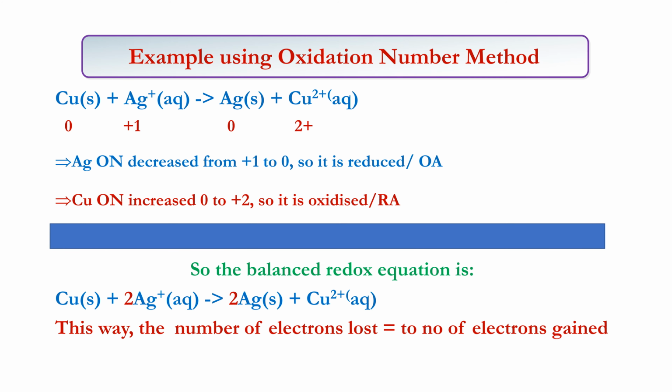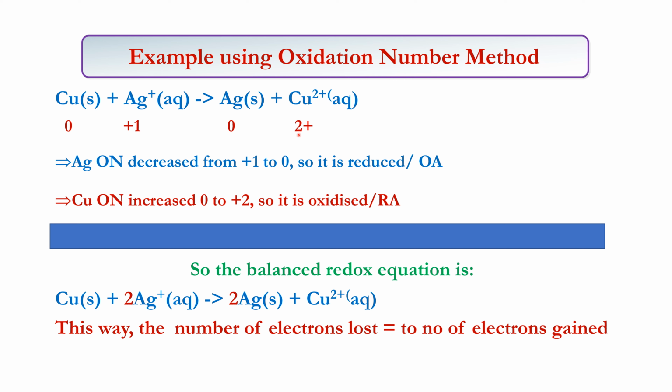So we now look at an example of how to use the oxidation number method to balance a redox equation. If you're asked to balance this equation, the first thing you do is write the unbalanced equation down, then you write the oxidation number of each element for both the reactant side and the product side. Here, copper has oxidation number 0. The oxidation number for silver here is +1. Here the oxidation number for silver is 0. And here the oxidation number for copper is +2.